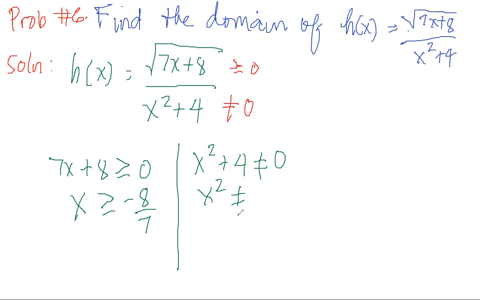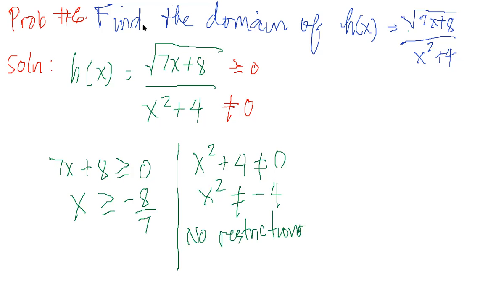So x squared is not equal to negative 4. Again, x squared gives us all positive values plus 0, and there's no such value of x that would equate to negative 4. Therefore, there is no restriction in the denominator part of the function h of x.